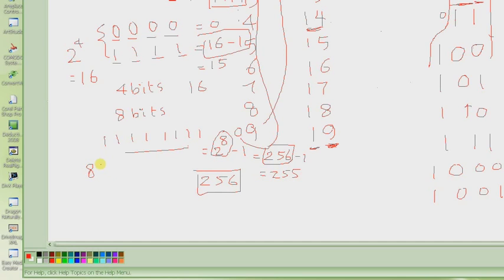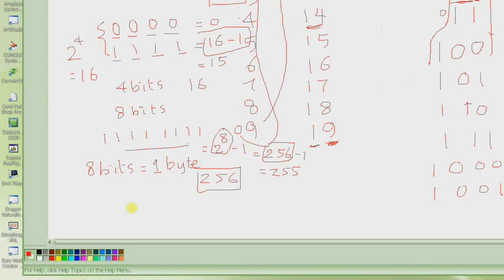This 8-bit location, or 8 bits, is called 1 byte. Whenever I say 1 byte, you should remember that it is actually 8 bits, and the maximum number that we can write in 1 byte is 255. The smallest number is of course 0. Similarly, a collection of 16 bits is called 1 word, and 32 bits is called 1 double word.